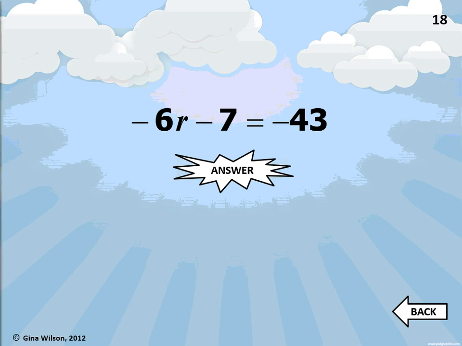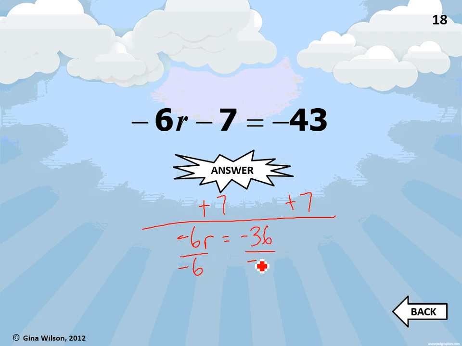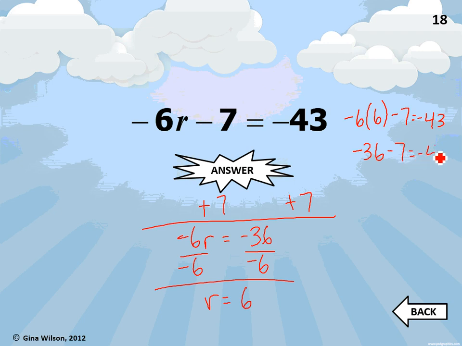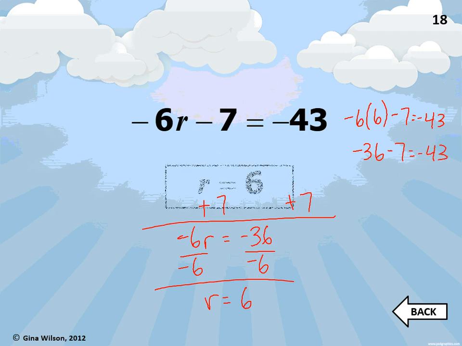All right, negative 6r minus 7 is equal to negative 43. We're going to add 7 to both sides. Negative 43 plus 7 is negative 36. And then now, instead of multiplying, we're going to divide by negative 6. And that gives us 6. So we'll check our work. Negative 36 minus 7. And that is correct. Doing great so far.